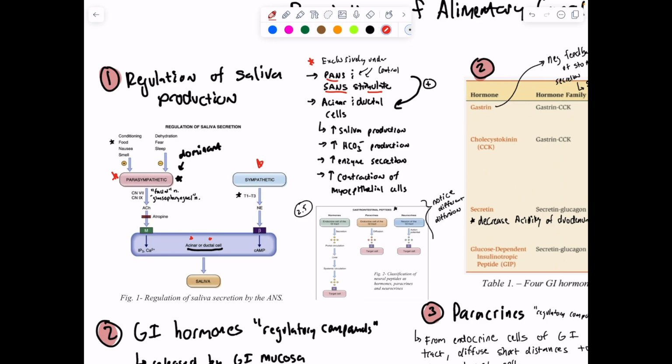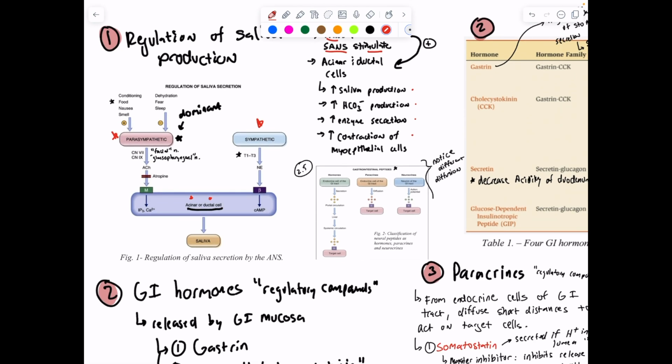And so basically, parasympathetic or sympathetic will stimulate. Parasympathetic generally gives you the watery saliva. Sympathetic will give you a thicker saliva during fight or flight, but the stimulation will cause an increase in saliva production, an increase in bicarbonate production, an increase in enzyme secretion, and then an increased contraction of myoepithelial cells. And again, you just have binding of receptors from norepinephrine to the beta receptor in the case of the sympathetic nervous system.